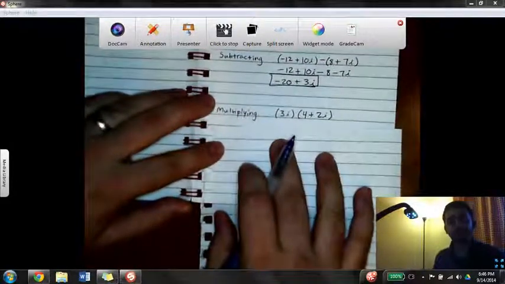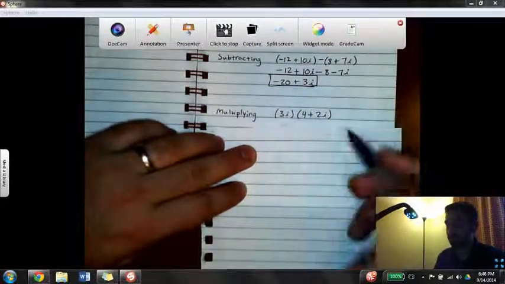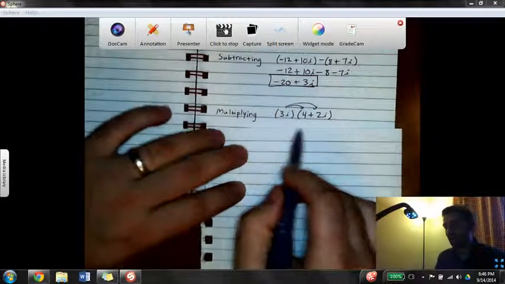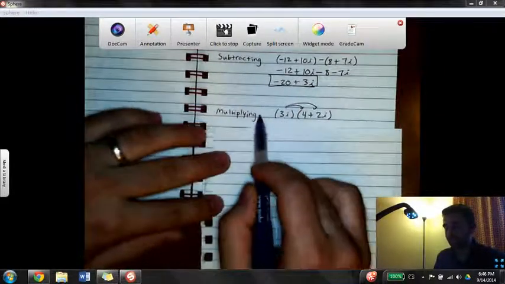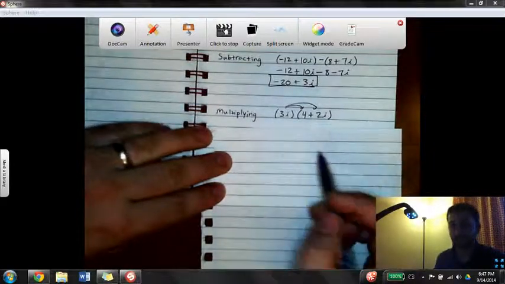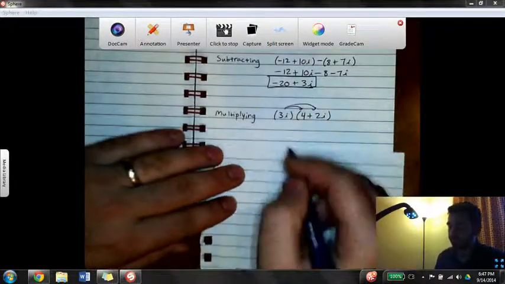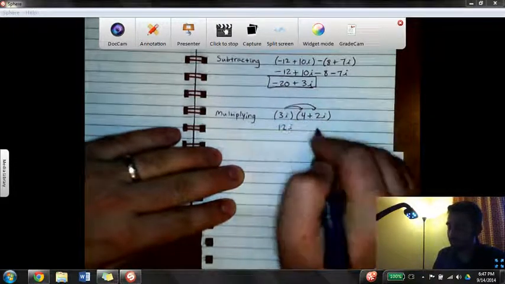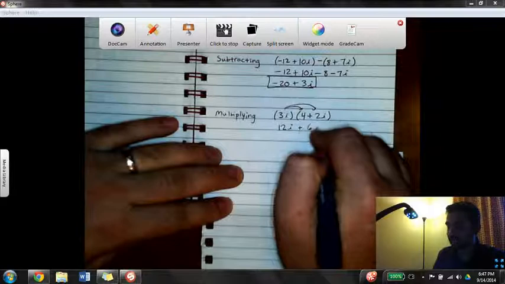Next we have multiplication: 3i times 4 plus 2i. Once again here, you're going to distribute. When you have a complex number that's not just this 3i, if it was negative 5 plus 4i, which is the next example on your packet, you would use FOIL in order to multiply out. So here, 3i times 4 gives me a 12i, and then 3i times 2i gives me 6i squared.